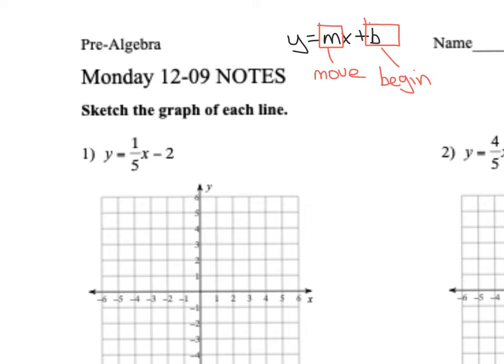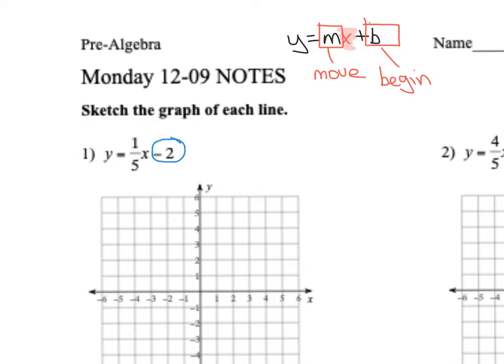And one important thing to remember is that slope is always next to your x. Okay, so let's go ahead and try. Our first equation is y equals 1 over 5x minus 2. So the first thing I want to identify is where we begin. And we begin at -2.